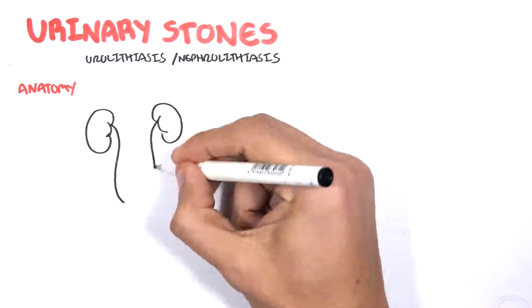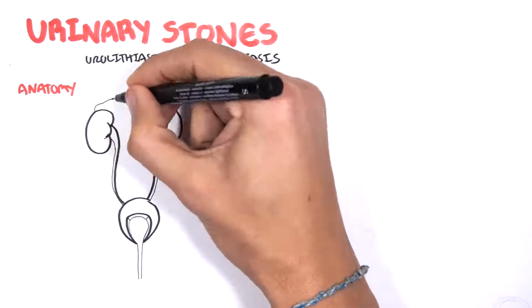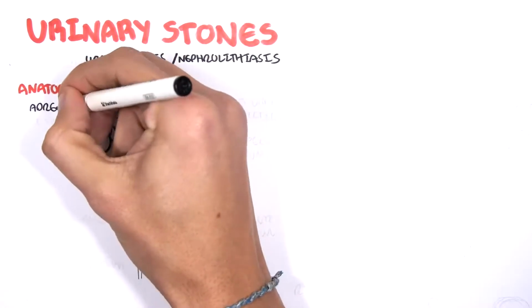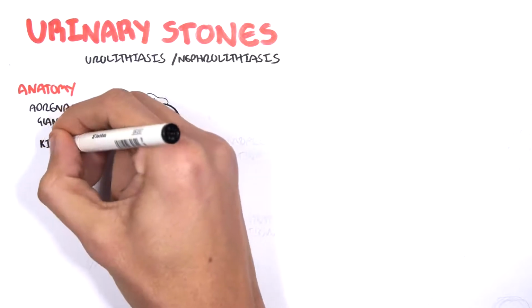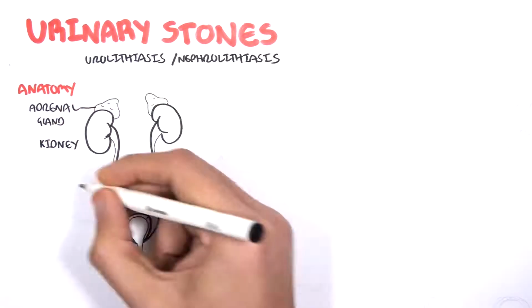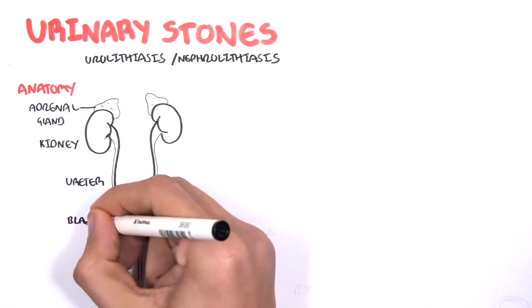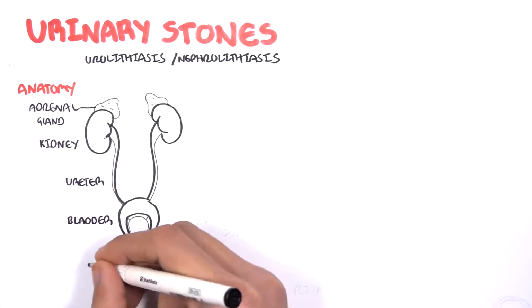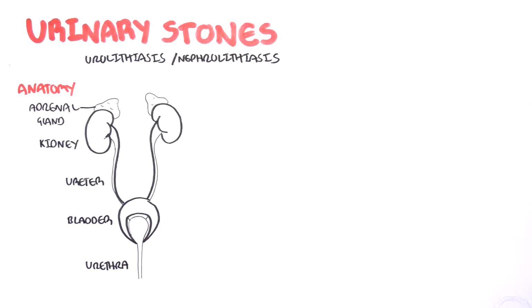In order to understand kidney stones, we have to revise the anatomy. Here, the adrenal glands, which are endocrine glands, sit above the kidneys. The kidneys form urine. Urine will then travel down the ureter and be stored in the bladder. The bladder can stretch, and once full, we urinate. The urine will flow through the urethra and then out.